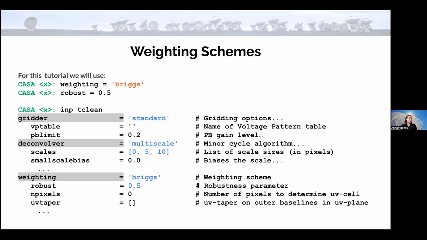So for our example, for the TW Hydra data set, I am working with the Briggs weighting initially, and I'll give an example of tapering at the end. And I'm selecting a robust parameter of 0.5. This is a summary of the last three parameters we've talked about, just looking at the tclean output again. We're using standard gridder, multi-scale deconvolver as well.